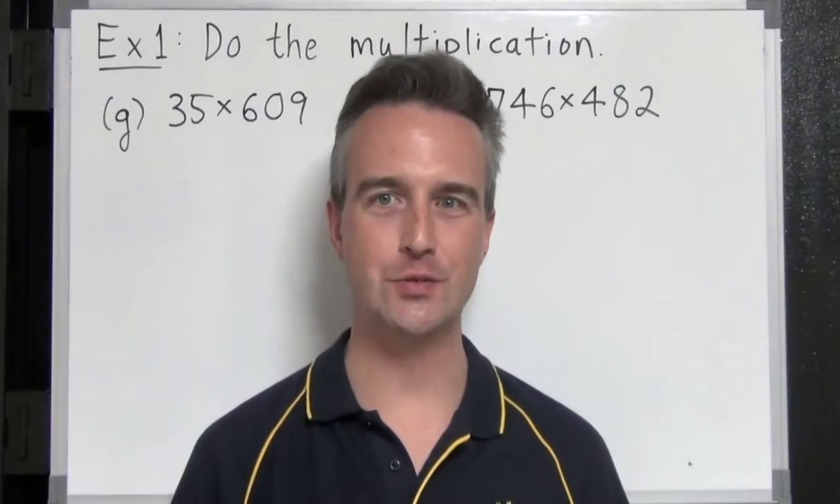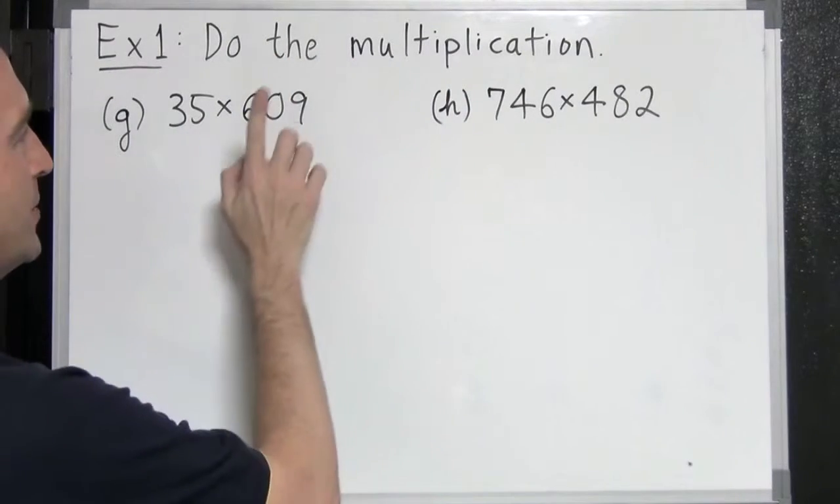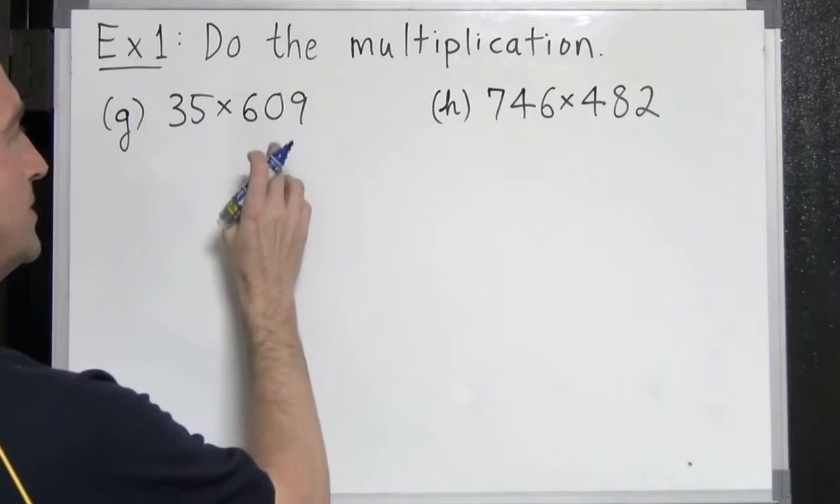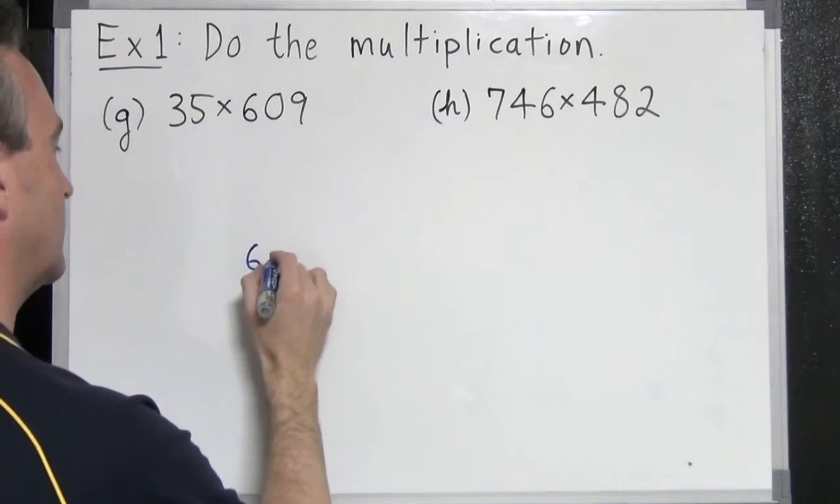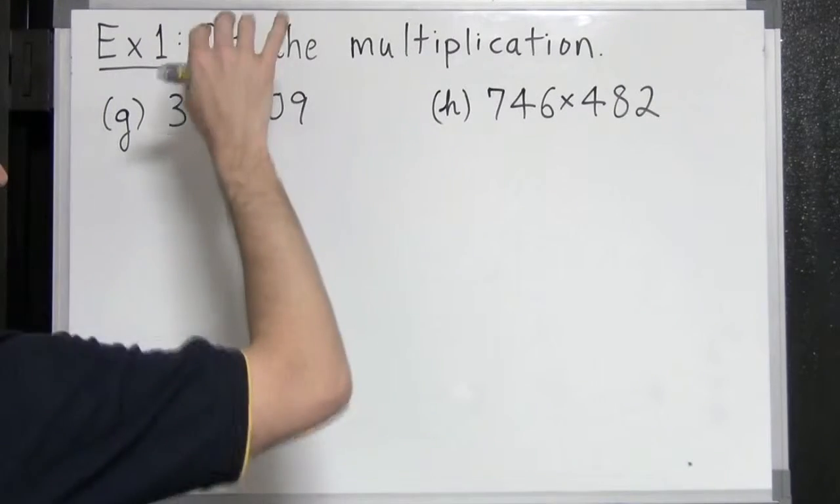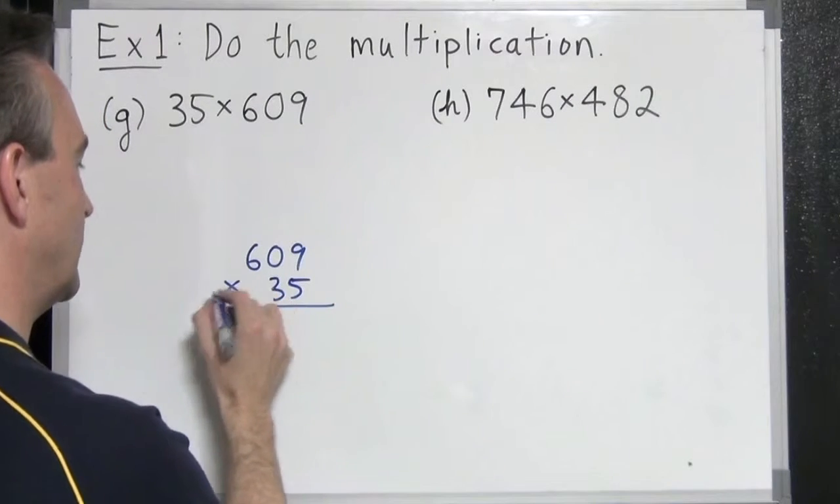Done. Last two, I promise. They're getting bigger and harder now. This time we've got a 2-digit number times a 3-digit number. Oh goodness. Let's do it. What I'm going to do is write the 3-digit number on top. If you've got a different number of digits, always put the one with more digits on top. 35. I think you can do it the other way, but I just like to stick with this way.